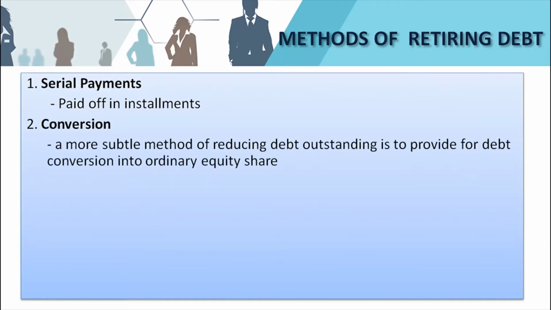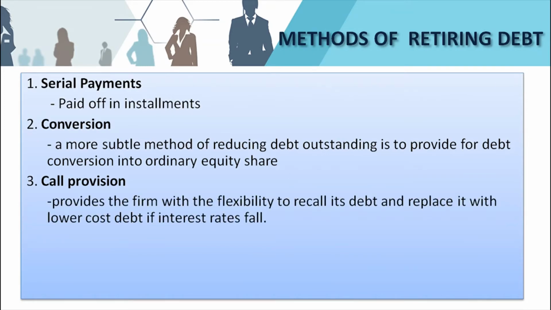A more subtle method of reducing debt outstanding is to provide for debt conversion into ordinary equity share. So itong conversion can be exercised at the option of the bondholder. At dito din, there are a number of incentives and penalties that may be utilized. So the third method is the call provision.